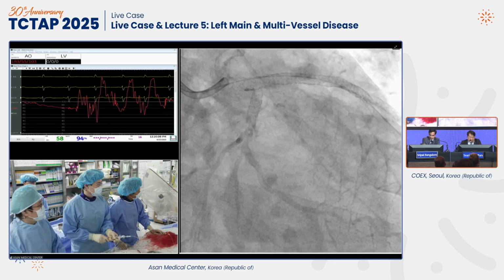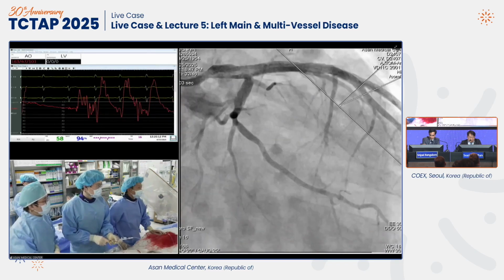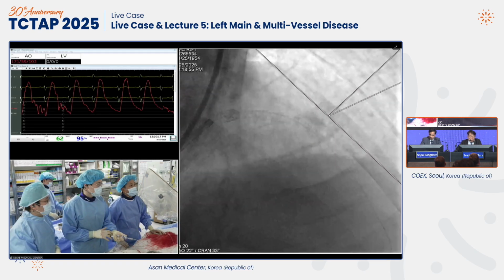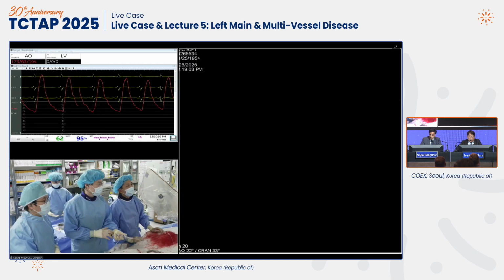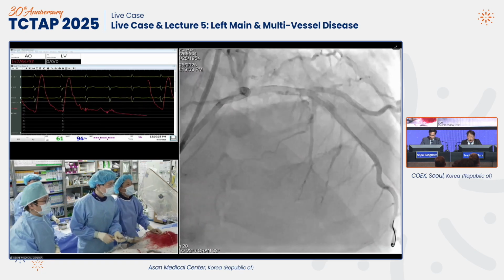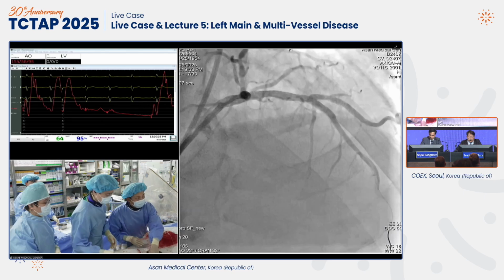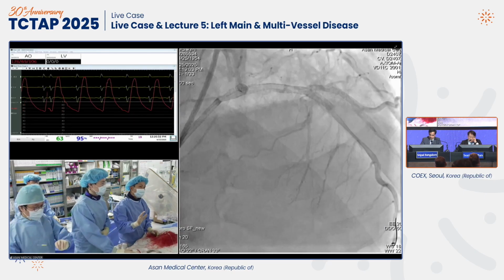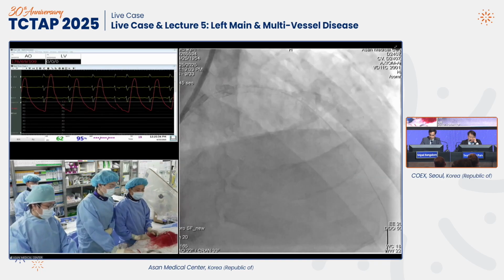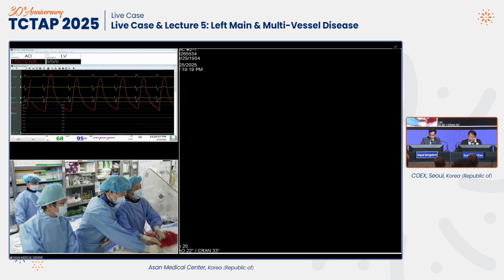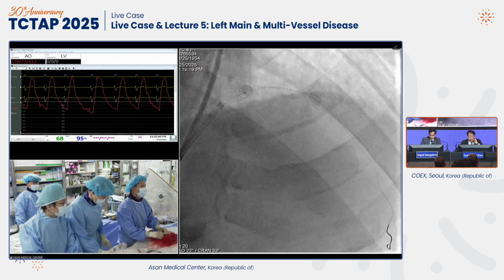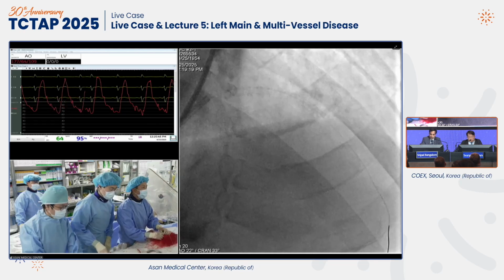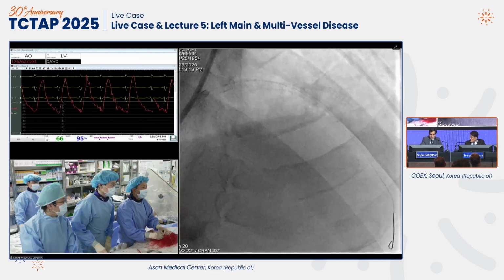And now it's time to open the openings of the side branches. I believe it will not take so long. So you're going to do kissing balloon inflation for the diagonal and the main, right? Yeah, I will do it step by step: diagonal first and optimize the LAD diagonal side branch, and next, optimize the main branch bifurcation. And this is the wire that I used before for diagonal wiring. Do you have any question or comment for the steps that I did until now?